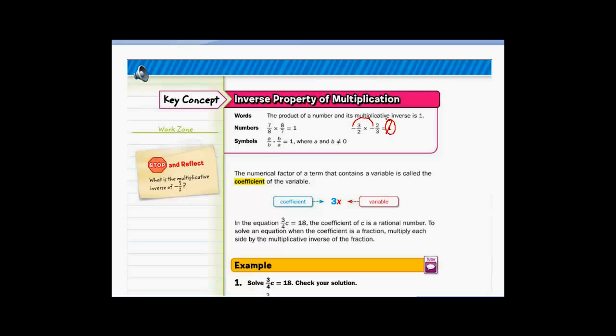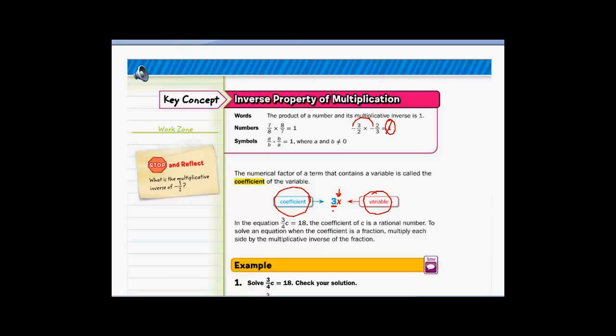All right. So the numerical factor of a term that contains a variable is called the coefficient. So we've talked about this, and I know I've talked to you in explanations of things. If you have something like 3x, the 3 is called the coefficient. The x is a variable. So that's something that you need to keep straight. So if I say, what's the coefficient of this term? It just means, what's the number in the front?